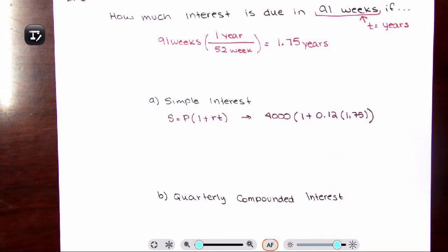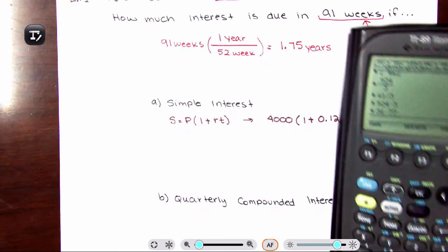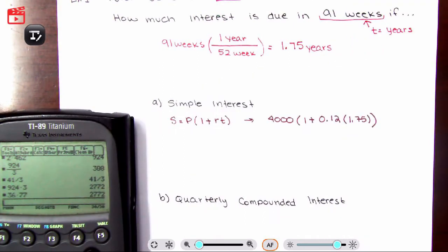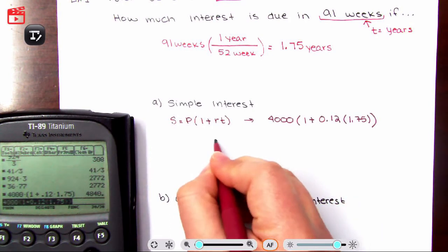And this is just calculator time, plug and chug, you know. So let's plug and chug this. I'm going to do it off screen. Well, maybe no, I can fit it. So I have 4,000. I'm just going to type everything into my calculator. So 4,000, 1 plus 0.12 times 1.75. Make sure I have enough parentheses. Press enter.